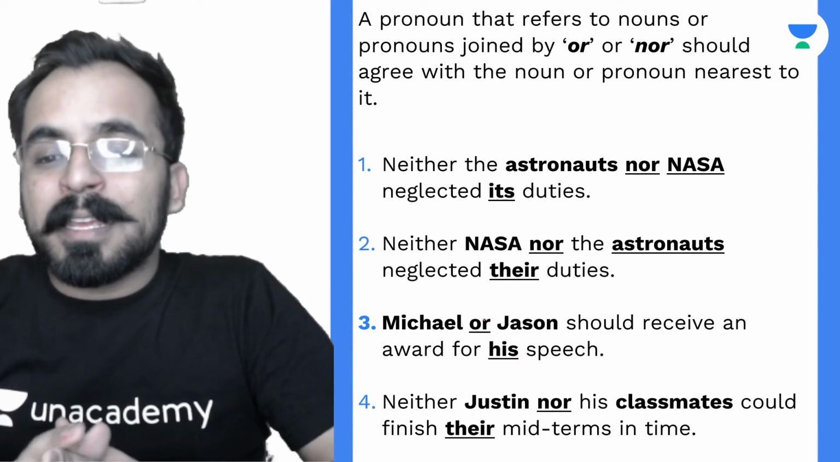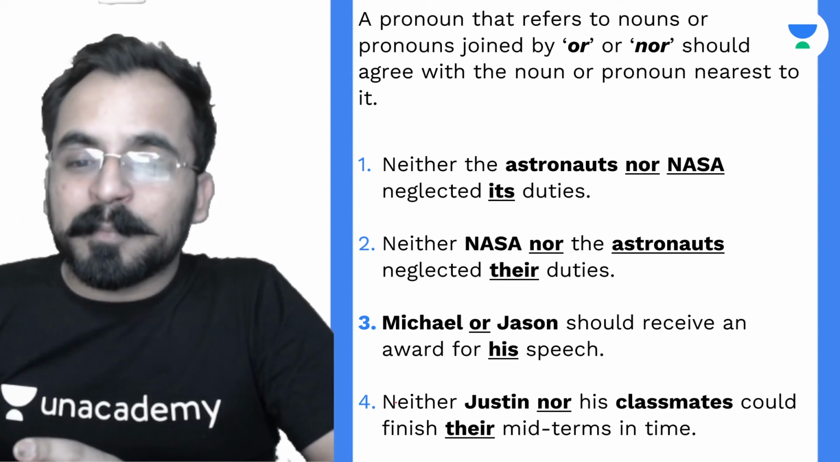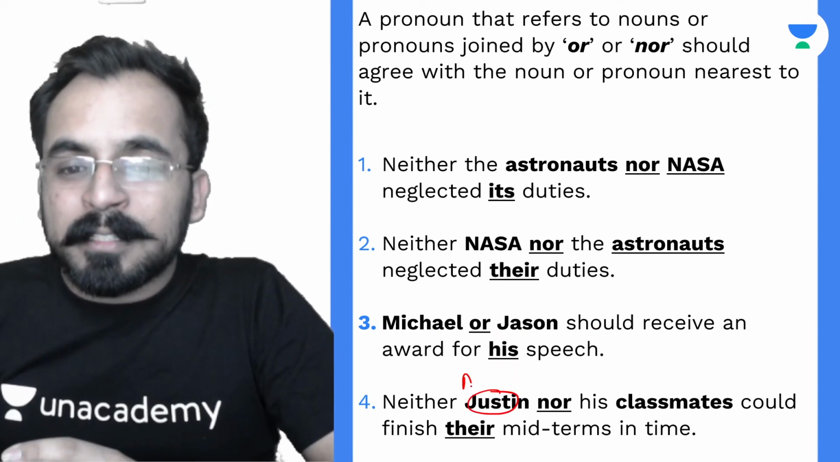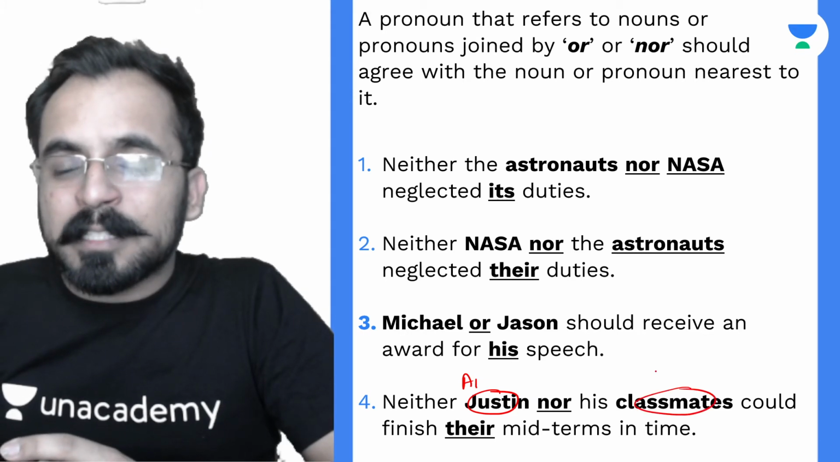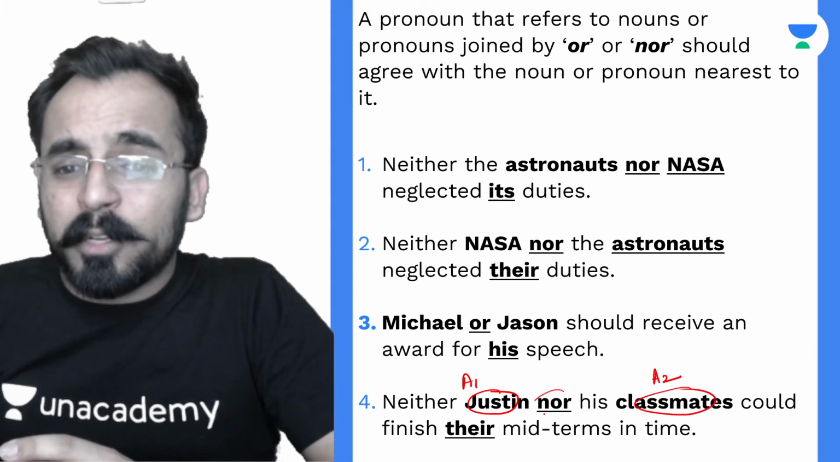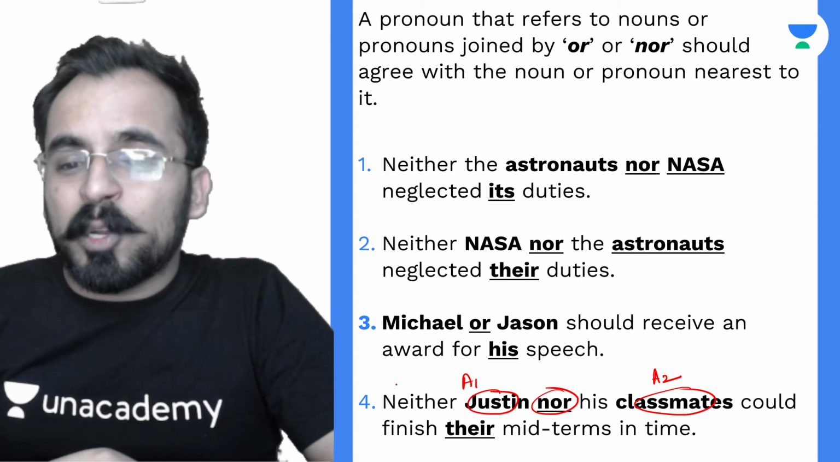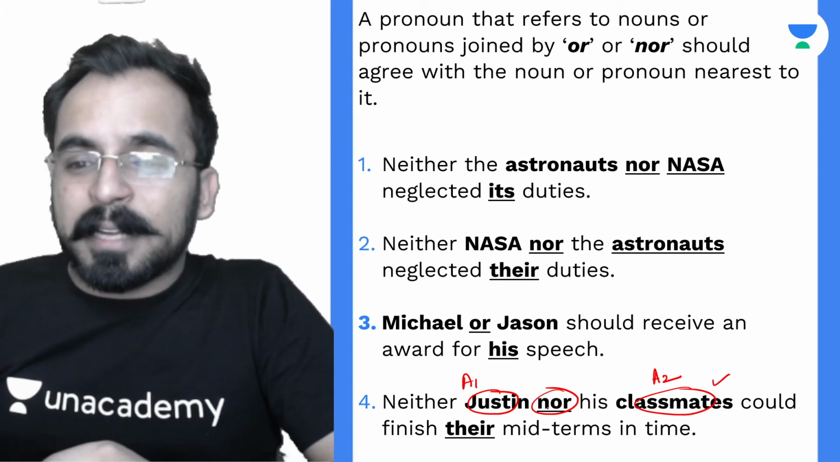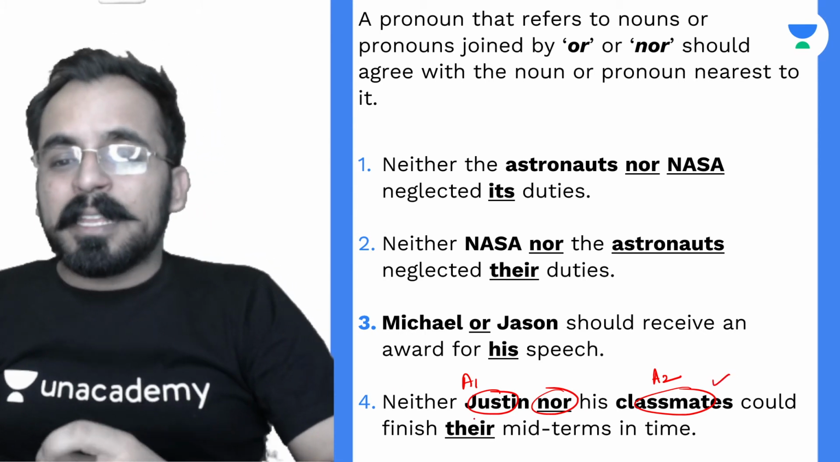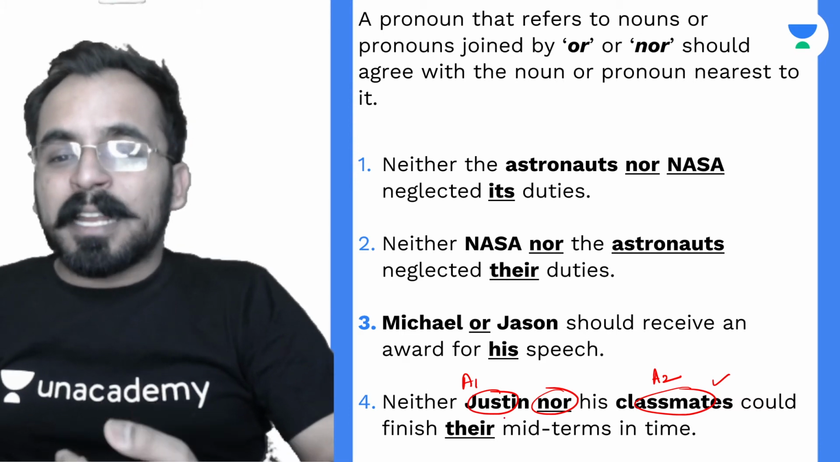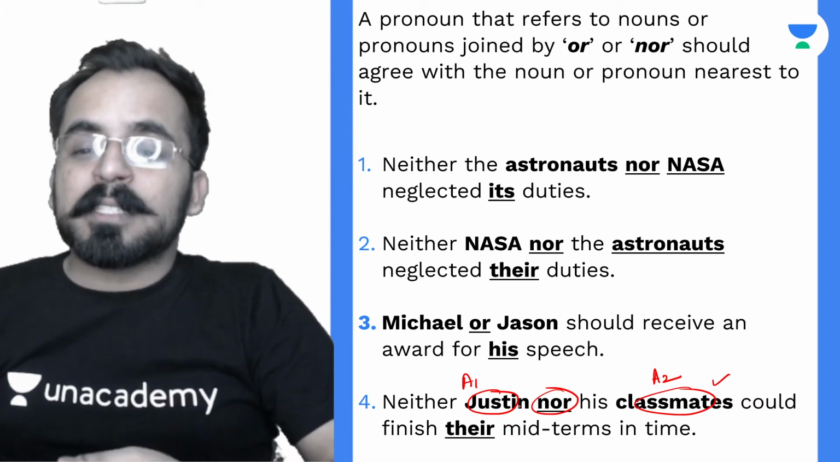Next is neither Justin nor his classmates. So two antecedents, Justin and classmates, joined together by "nor." Which one is closest? Classmates. So that is why I will say: neither Justin nor his classmates could finish their midterms in time.